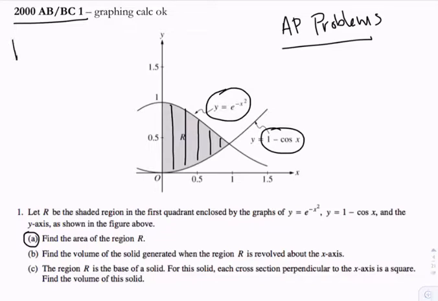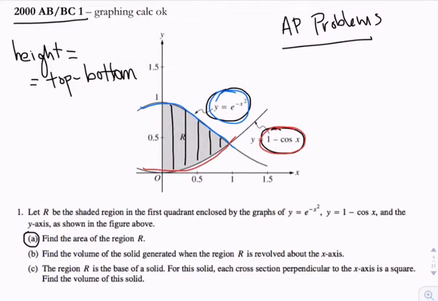So our height is going to be top minus bottom. Make sure you know what's on the top, maybe we'll make that blue, and which one is on the bottom. So our height is going to be e to the negative x squared minus 1 minus cosine x. Don't forget the parentheses. That's a common error.